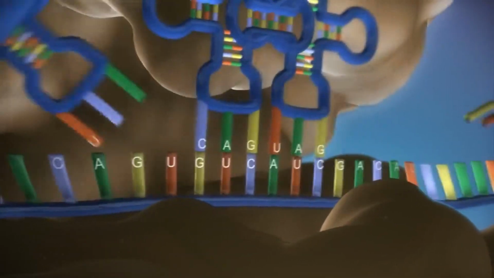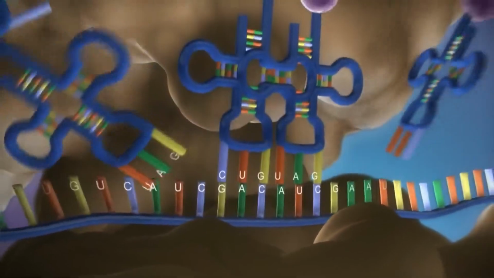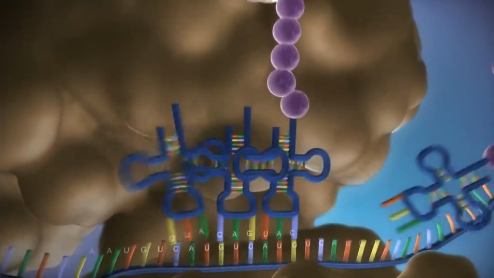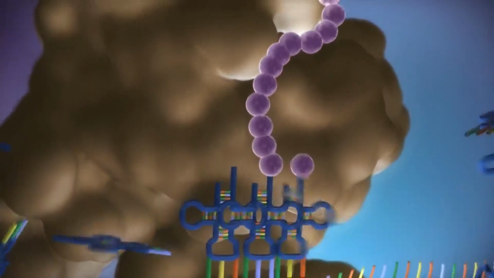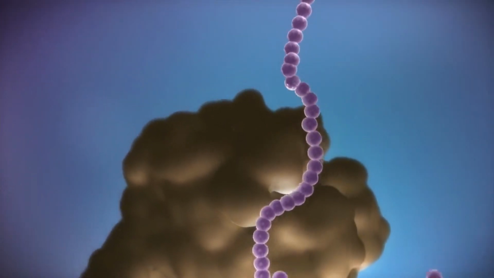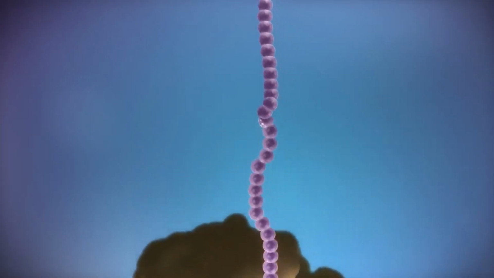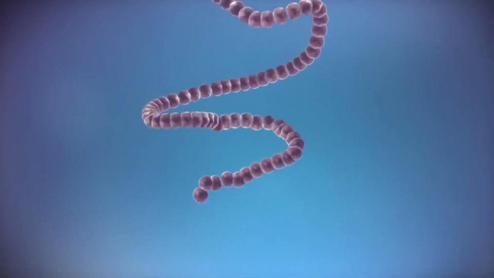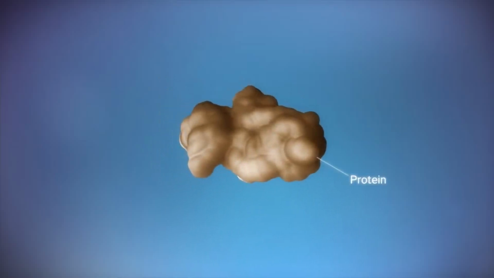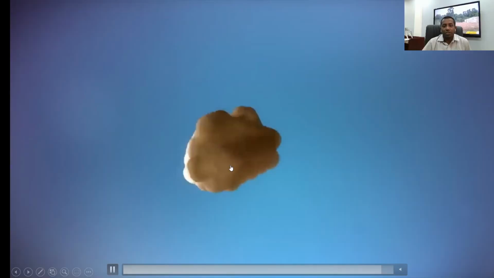There are 20 types of amino acids, and according to the message in the mRNA molecule, a polypeptide chain is made. At a given time, 3 nucleotides are read, and at a given time a single amino acid is added to the polypeptide chain. Once the ribosome reaches the stop codon, the polypeptide chain is released into the cytoplasm, and it further undergoes modification to form the protein.